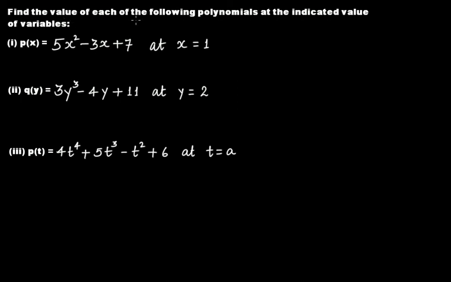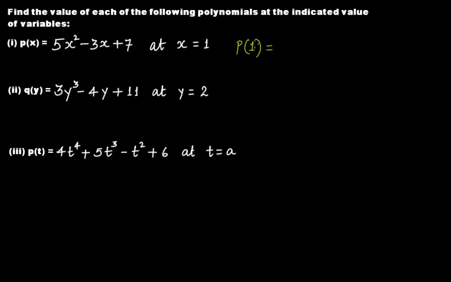Find the value of each of the following polynomials at the indicated value of variables. Here you have a polynomial p(x) that is equal to 5x squared minus 3x plus 7, and you have to find the value of this polynomial at x is equal to 1. So at x is equal to 1 means that you have to put 1 at the place of x.